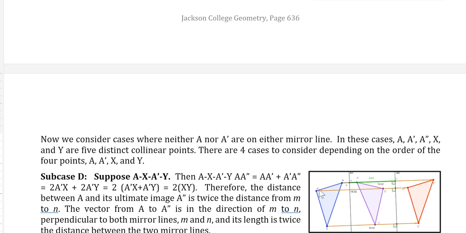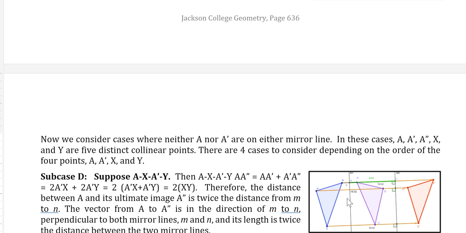So the first one, we look at the order A, X, A prime, Y. They're all in a straight line. Right, we already established that. So we just got to see about the order. So here's the picture for that. Okay, so we go A, X, then A prime, Y, and then A double prime.